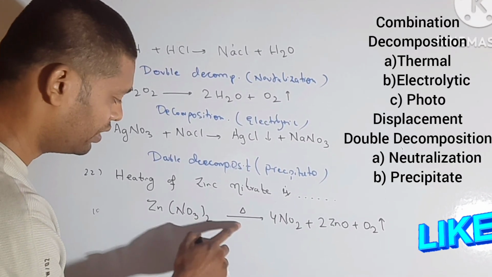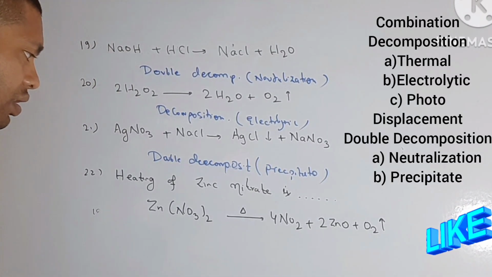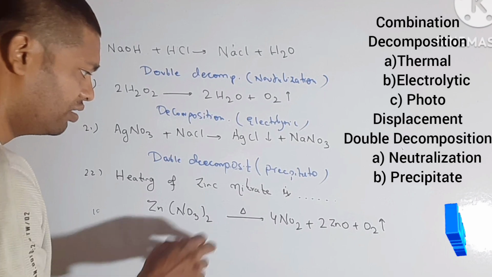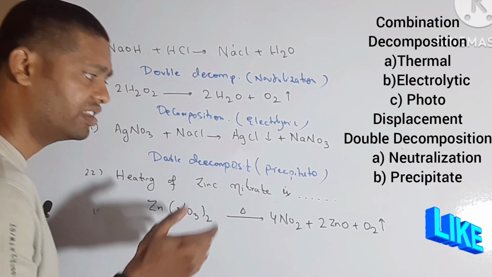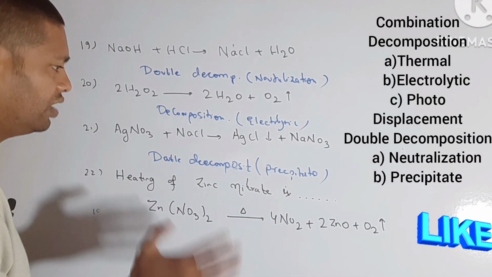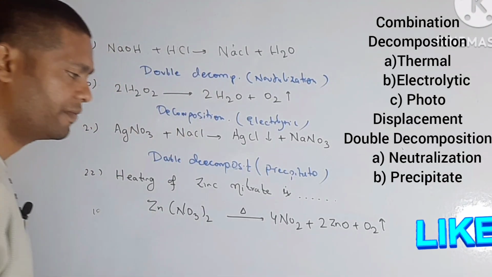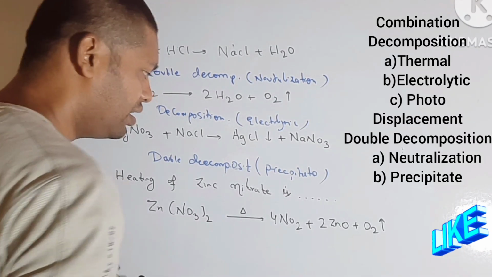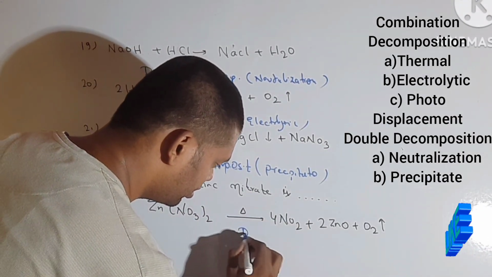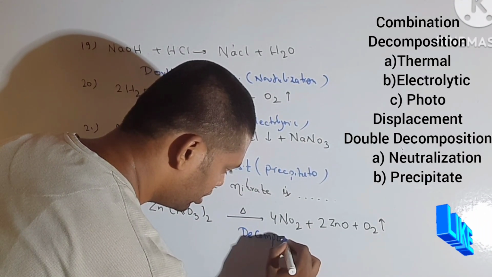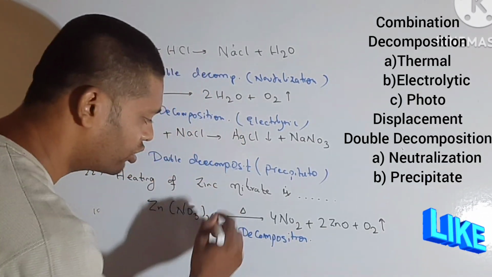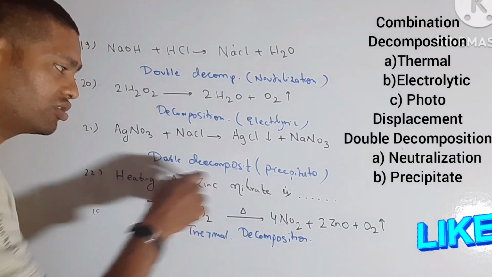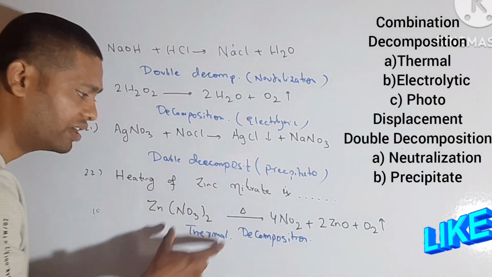So zinc nitrate, when I am heating, I am getting this. We know that if it is heating zinc nitrate, on the left-hand side the reactant they have given is zinc nitrate and they are saying heat. So it will be a decomposition reaction, but you have to write the reaction also. In the first chapter I told you how to write the reaction and how to break down everything. So it's a decomposition reaction, and it's a thermal decomposition reaction. Sometimes in the words also they will use it. So you have to understand what zinc nitrate is, how to write it, and how to break it down.